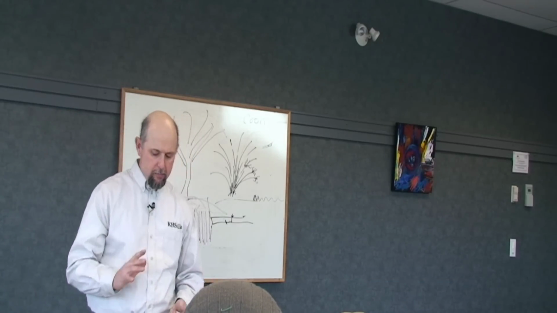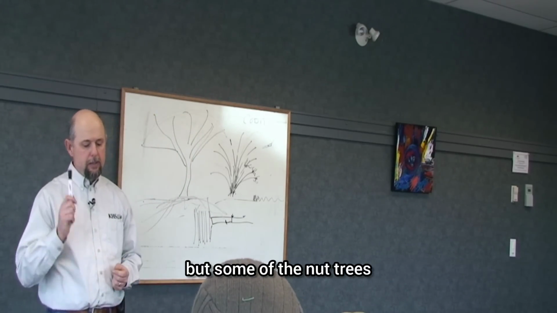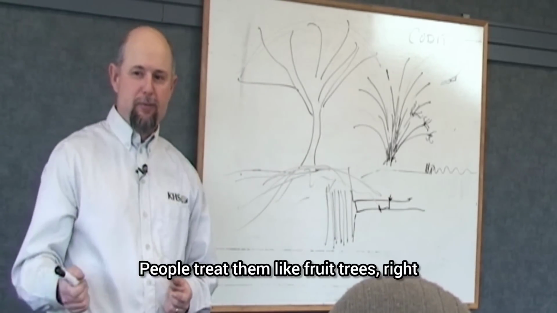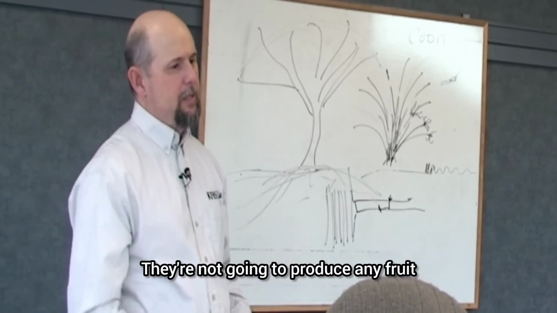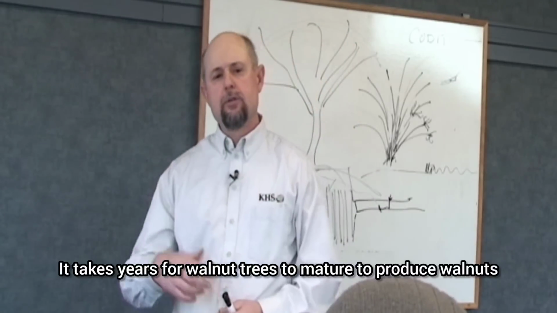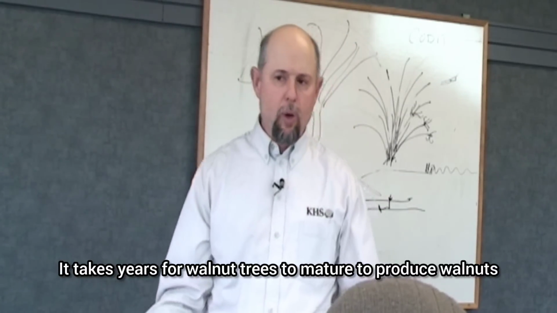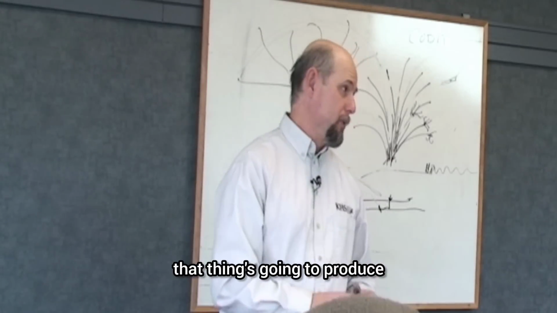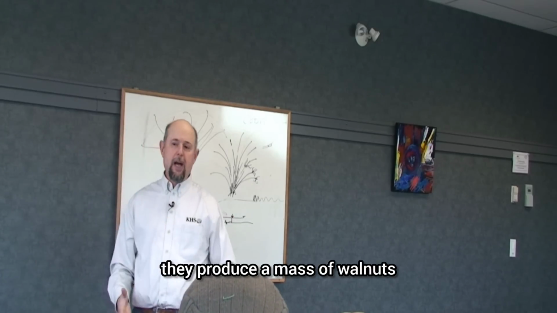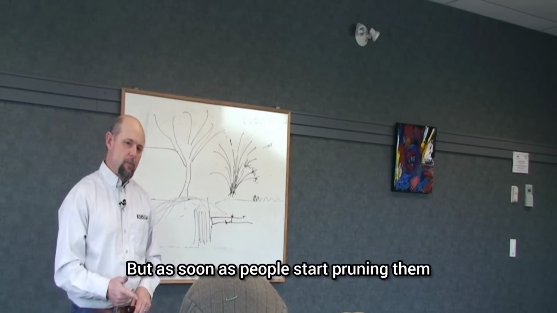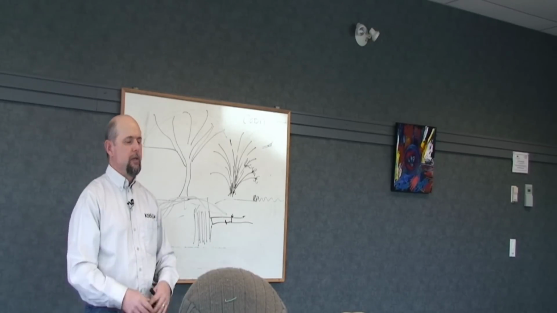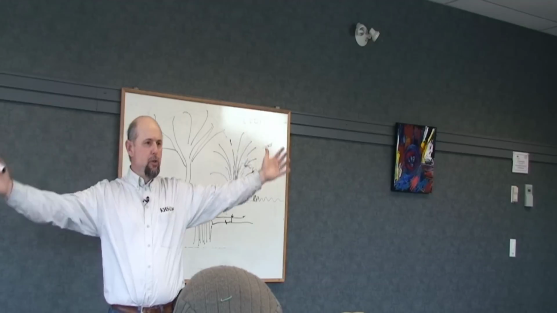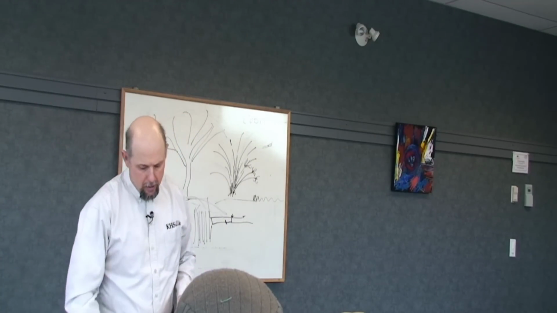Now, other types of trees that you may run into that I should just touch on really quick are, like we talked about briefly the fruit trees, but some of the nut trees. And walnut trees, big issue. People treat them like fruit trees, right? They're not going to produce any fruit if you keep cutting them, right? It takes years for walnut trees to mature to produce walnuts. About 12 years. If you plant a walnut, you get about a 12-year wait before that thing's going to produce. And then when they start producing, they produce a mass of walnuts. But as soon as people start pruning them, the wood never gets a chance to mature, and it always stays juvenile, and the things just really don't work. So walnut trees are enormous, huge shade trees that produce nuts.